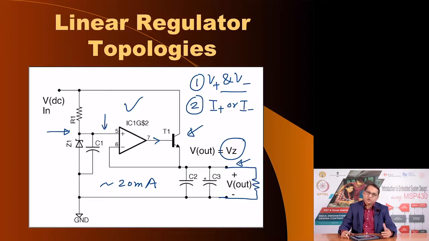Here T1 also operates as a voltage follower, but it provides you a beta amount of current gain. So, if the beta is say 100, that means 20 milliamperes times 100, this configuration can safely give you about 2 amperes of current.